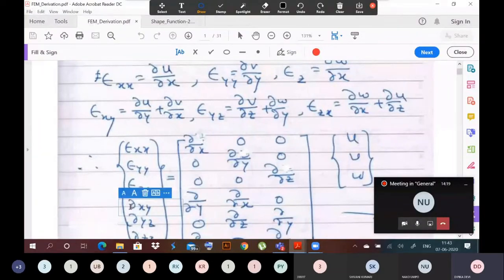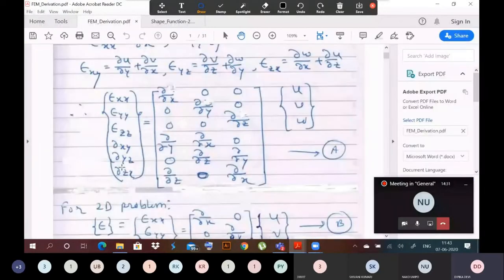So epsilon xy will be equal to del by del y of u plus del by del x of v plus 0 into w. Similarly, epsilon yz will be equal to 0 into u plus del by del z of v plus del by del y of w. Similarly, epsilon zx will be equal to del by del z of u plus 0 into v plus del by del x of w. Okay, so these are the relationship between strain and displacement.